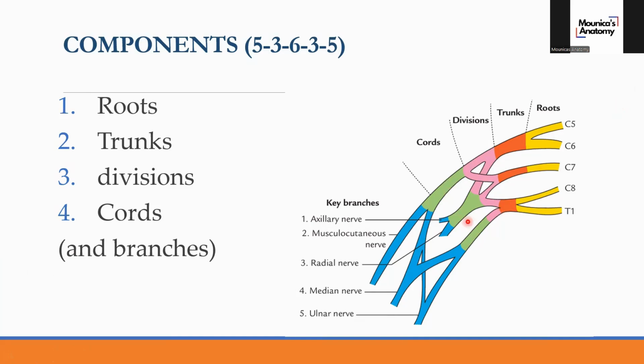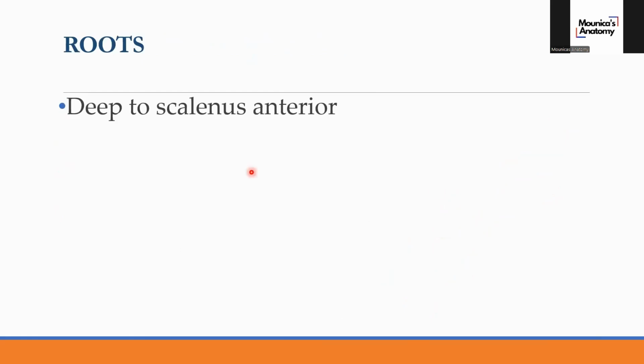And we have 3 cords: medial cord, lateral cord and also the posterior cord. And finally, the main branches will be 5. Here are 3 and here are 2. There are other branches also we'll study. So there are 5 roots, 3 trunks, 6 divisions, 3 cords and 5 main branches. The roots are present deep to the muscle scalenus anterior, which we'll study later.